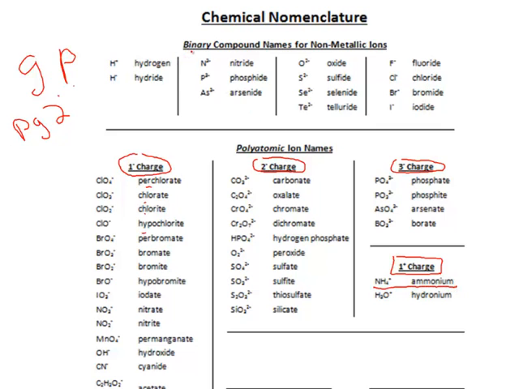At the top of the page, we have some of our binary compound names for the nonmetals. We've got our nitride, phosphide, and arsenide, oxide, sulfide, cyanide, telluride, and then our halogens: fluoride, chloride, bromide, and iodide. But this is from your gold packet, page 2. You'll always have this as a resource. You just need to know how to use it.